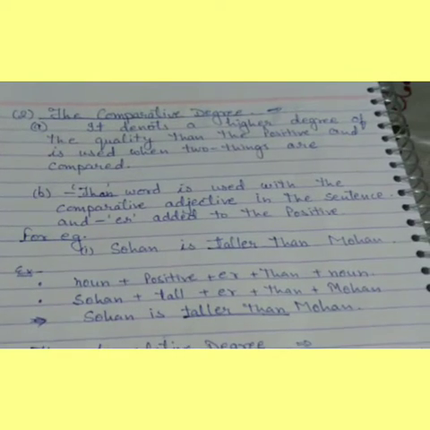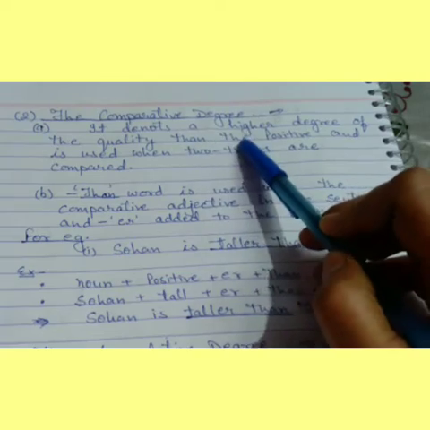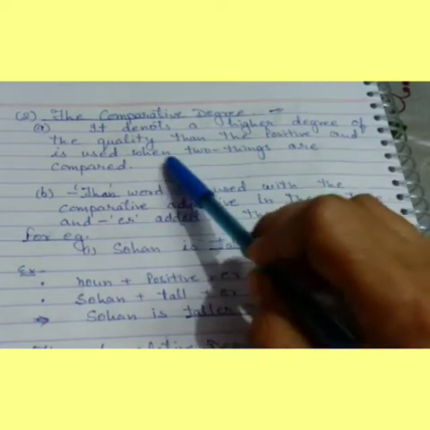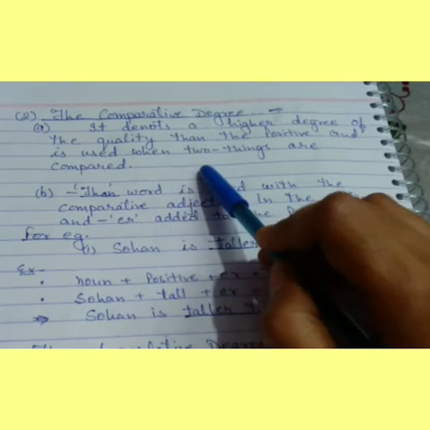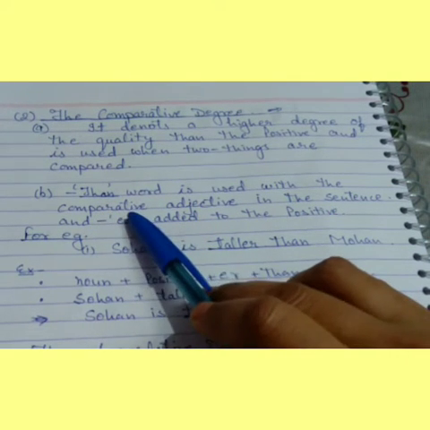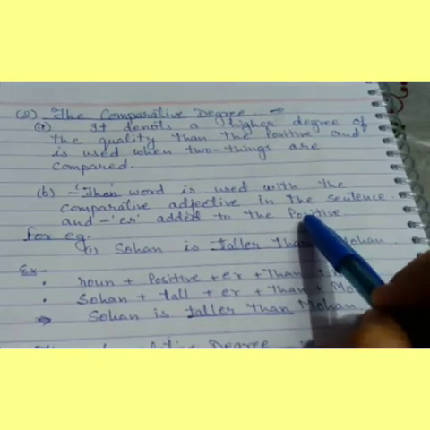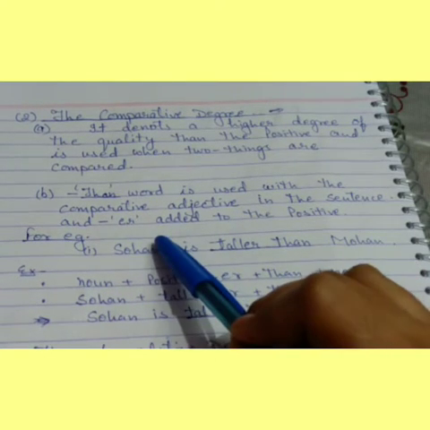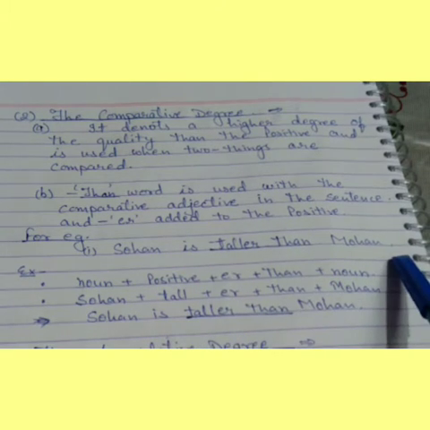See here, number two is comparative degree. It denotes a higher degree of the quality than the positive and is used when two things are compared. See here, it's clearly written, two things are compared. And the word than is used with the comparative adjective in the sentence, and er is added to the positive. Here, er is added to the positive. For example, I have written here: Sohan is taller than Mohan.